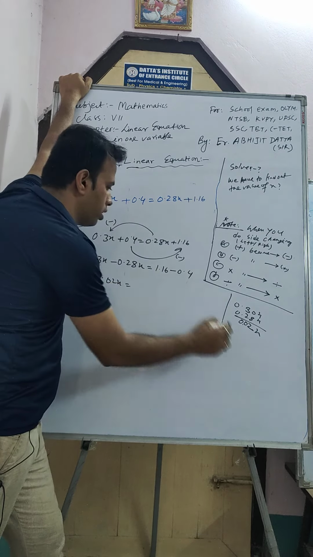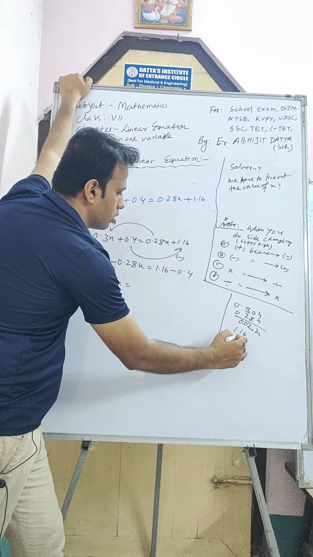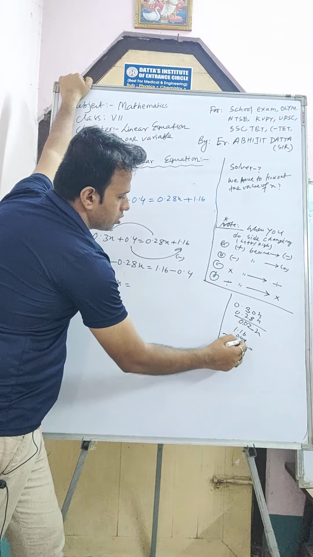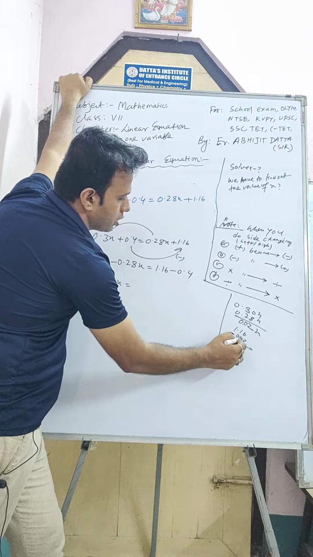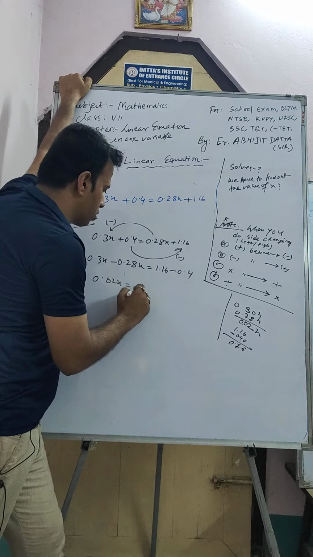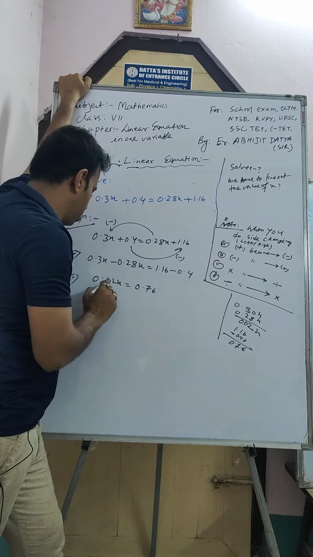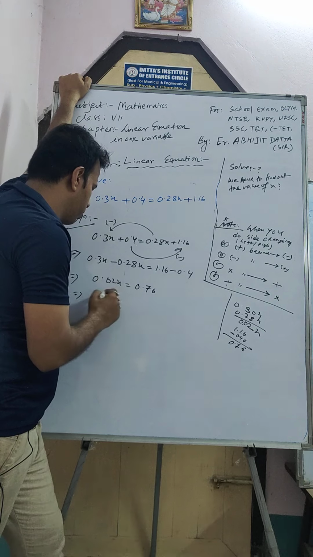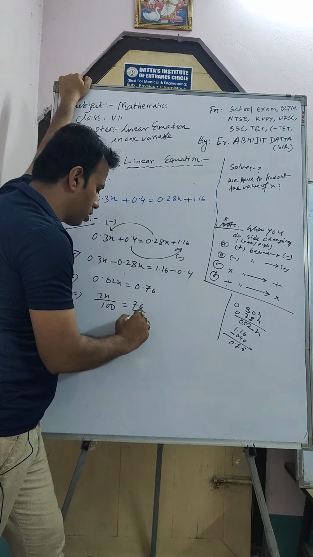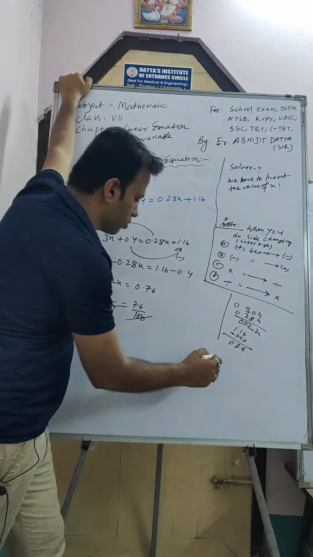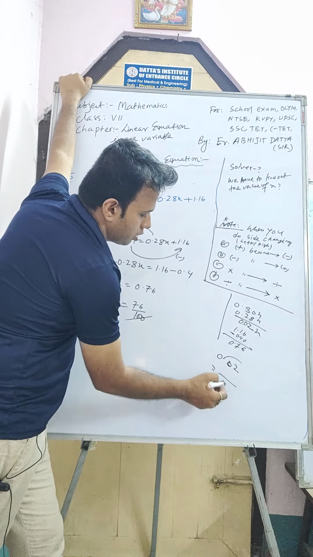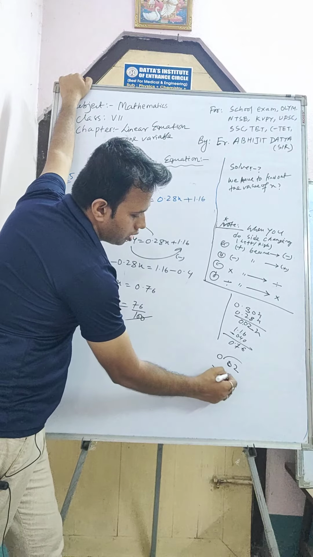Here 1.16 minus 0.4 will be subtracted. If I subtract this by this, it will be 6, and 1 and 7: 0.76. Now if I split this one, 2x by 100, here also 76 by 100. So 100 will be cancelled out. How? 0.02, how much? If I split this point, here will be 100 and here will be 2.